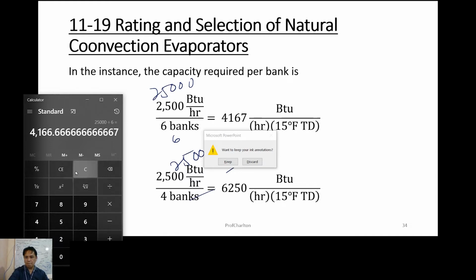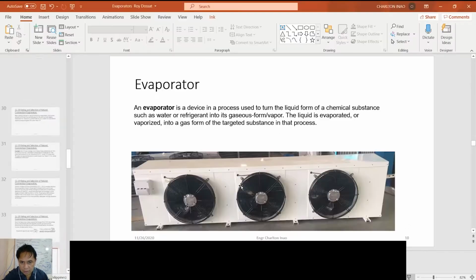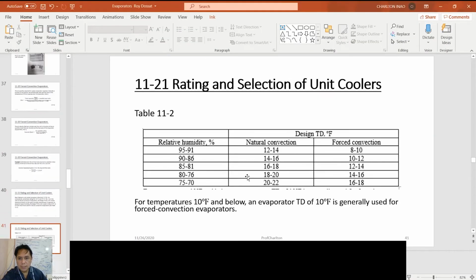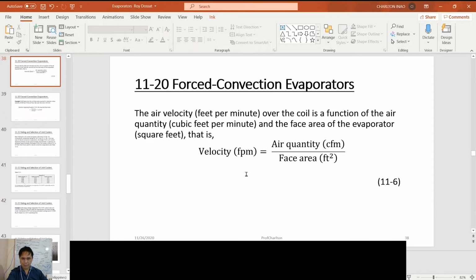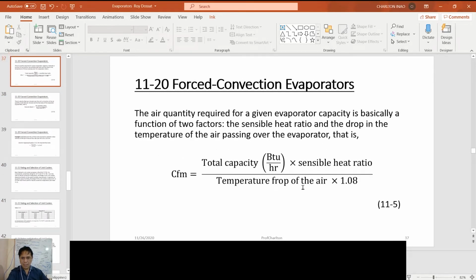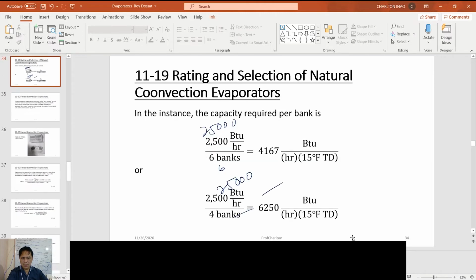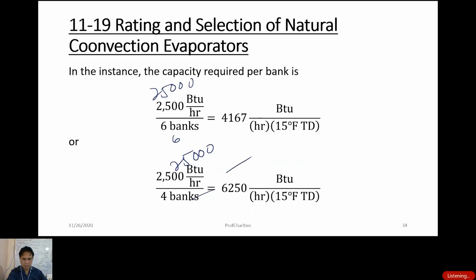Another is 25,000 divided by 4, no? For na unit. 4 banks, 6250, no? So ito yun. So magkakaroon ka ng ganitong, yeah, ito, no? So we have this 4167 and 6250 BTU per hour, no?